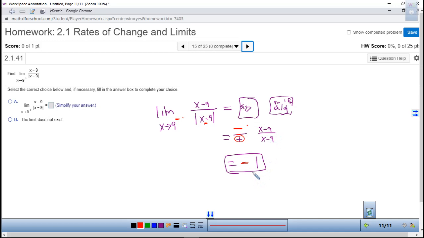So that's the importance of analyzing the signs and plugging some number in just to see what the signs are going to do.